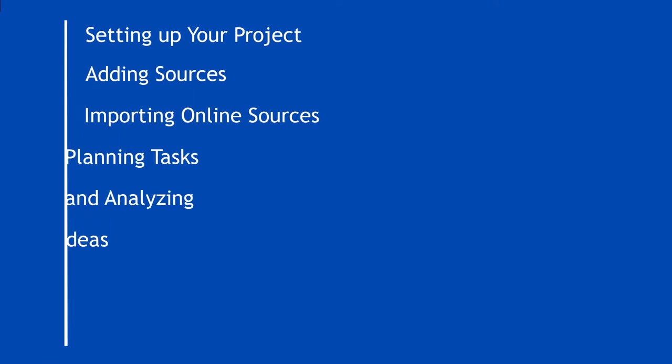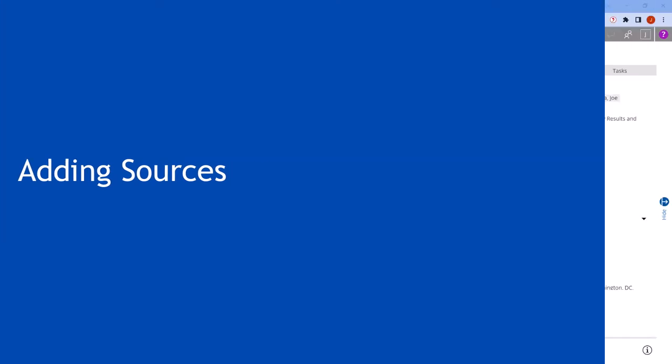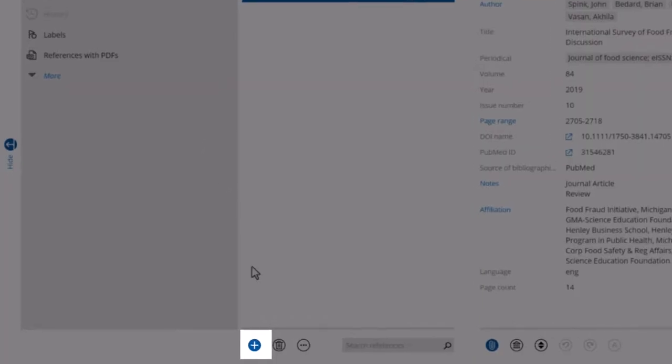In this video, we'll show you how to add items you already have to your project, such as books or journal articles. In Citavi Web, your sources are known as references. You can work with them in the References workspace. To add one or more new references to your project, click the plus symbol.